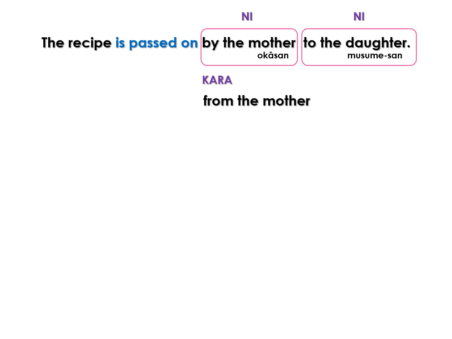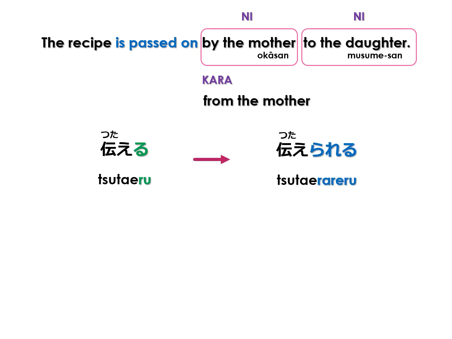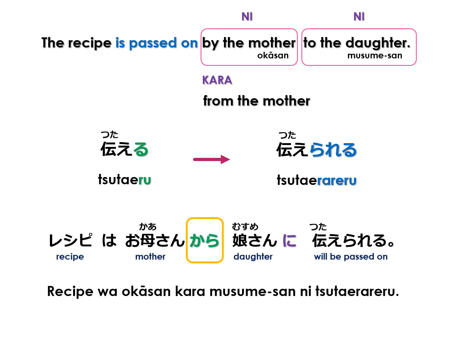The verb to orally pass on something is tsutaeru, and its passive form is tsutaerareru. So the whole sentence in Japanese becomes: recipe wa okaa-san kara musume-san ni tsutaerareru. Now it's no longer confusing.